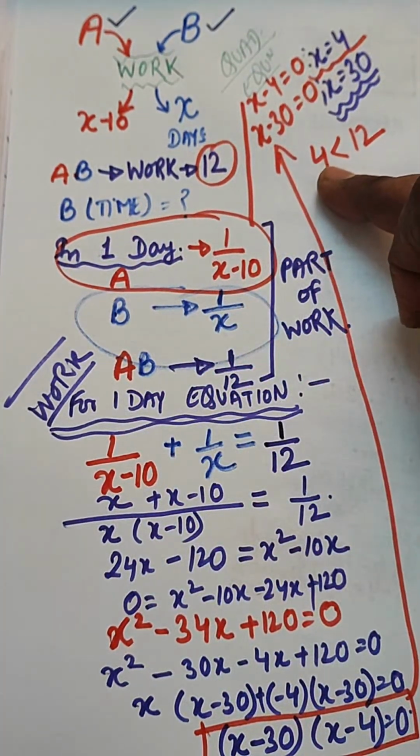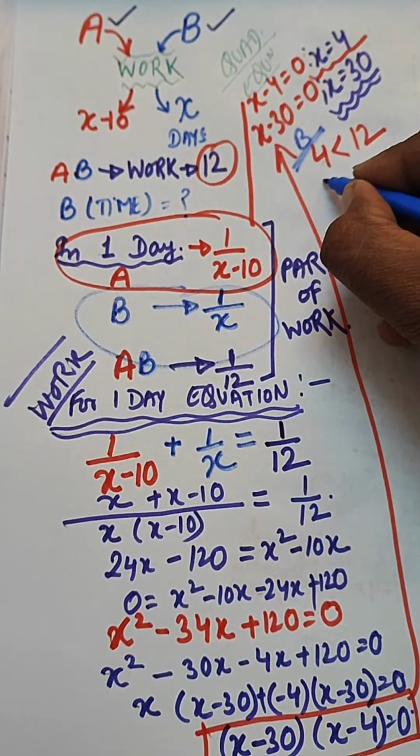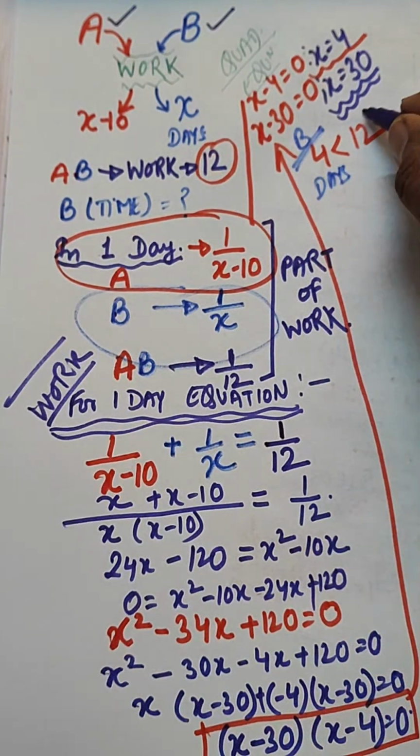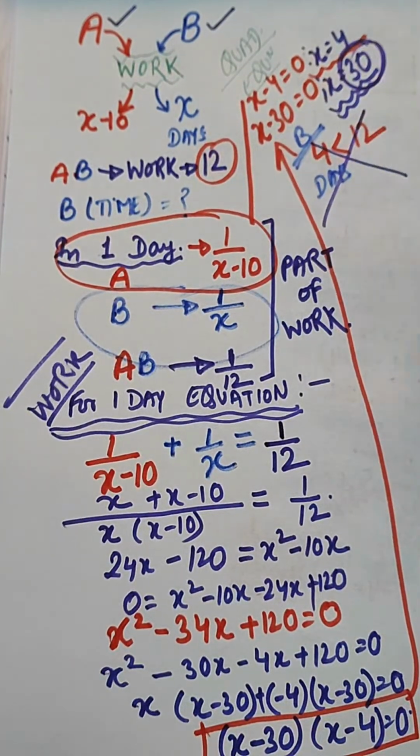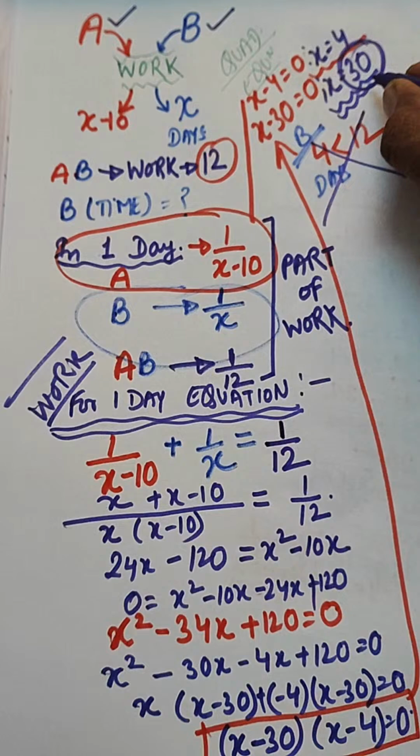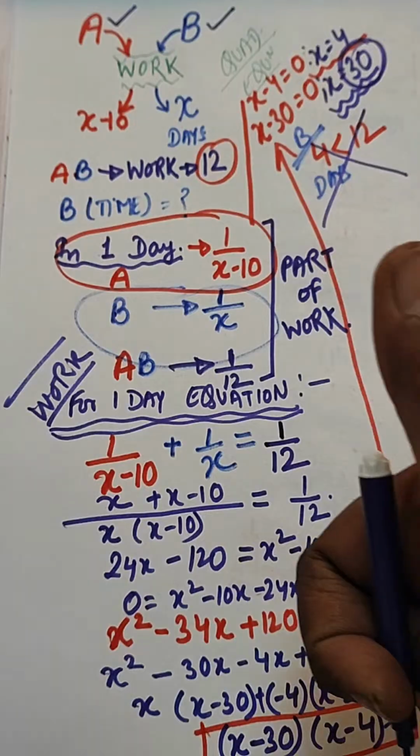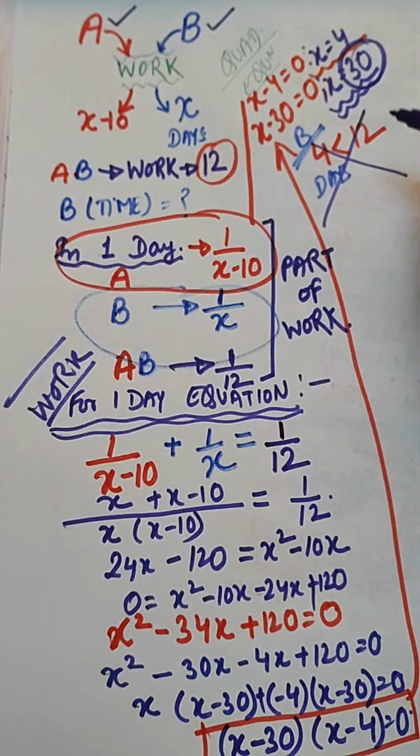Then how can B complete the work in 4 days? So this option is not possible, right? So that's why we will take the value of x as equal to 30, my dear friends, 30. So in how many days will B complete the work? Your answer should be, my dear sir, B will complete the work in 30 days, not less than that. And 4 is not the right option, this is wrong, right?